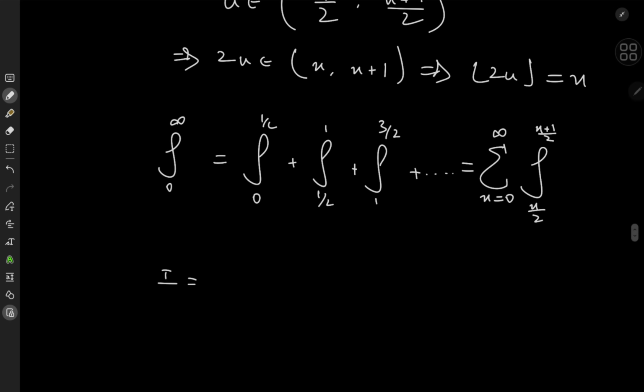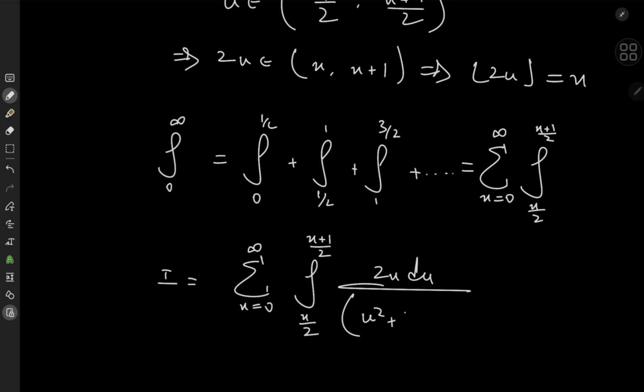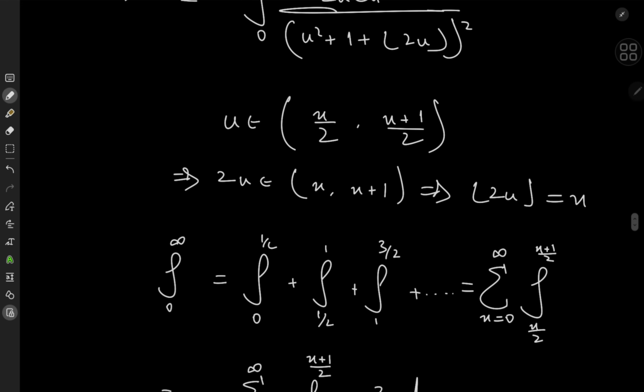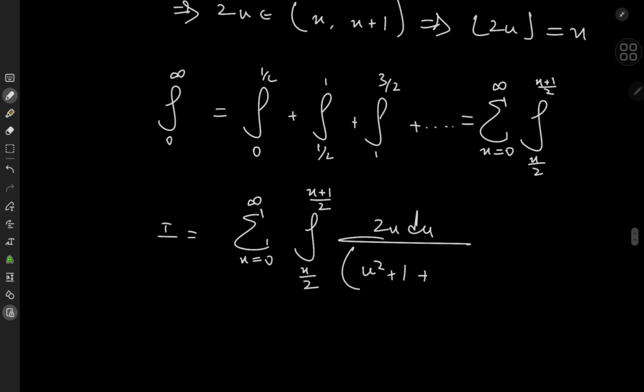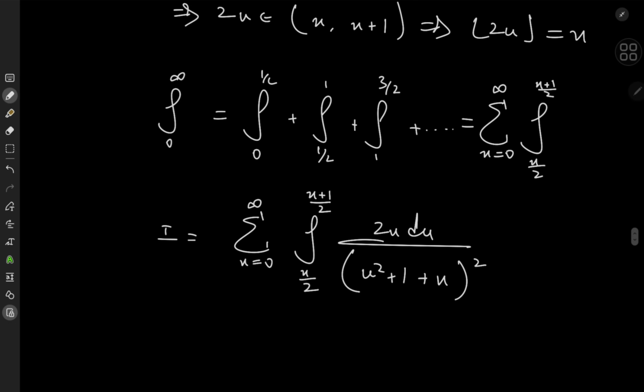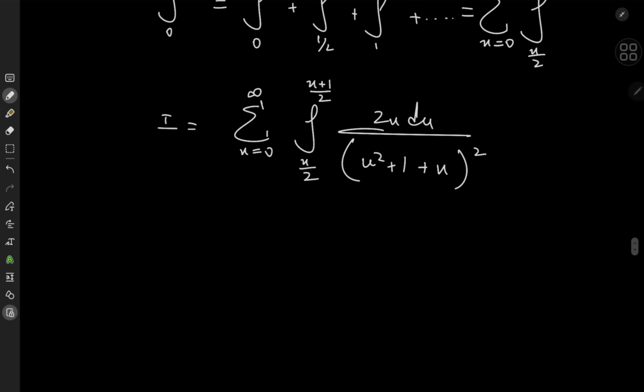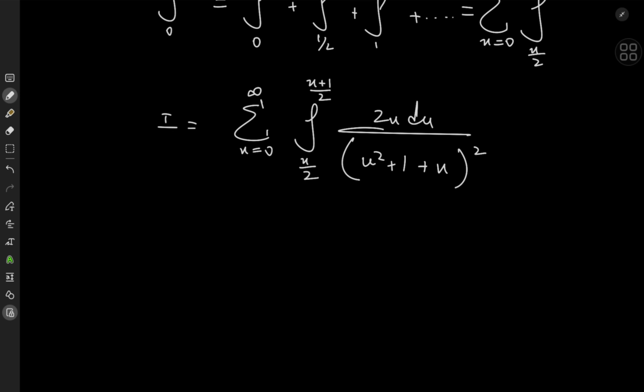So I equals the sum over n from 0 to infinity, integral n over 2 to n plus 1 over 2, of 2u du over u squared plus 1 plus, we just saw what that floor of 2u equals. That would equal n. So that means we just have n and we're squaring the whole thing. So the integrals are pretty straightforward to evaluate. So we've basically turned this into an infinite series problem.